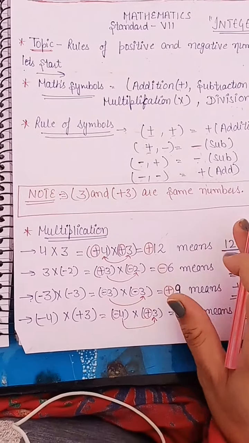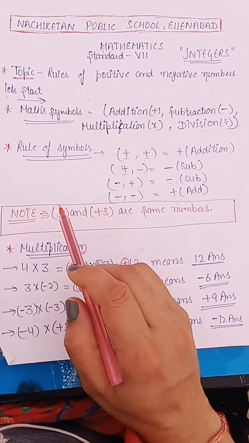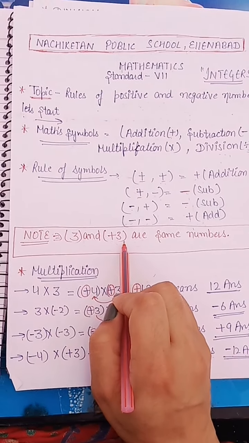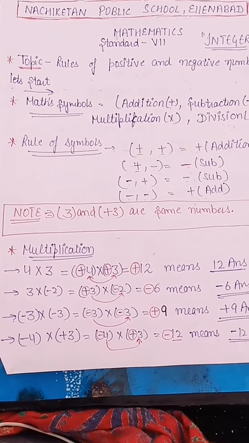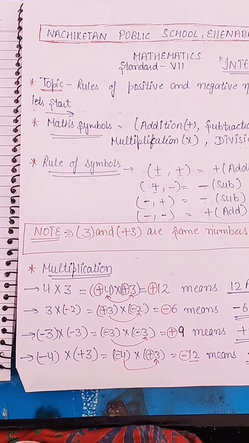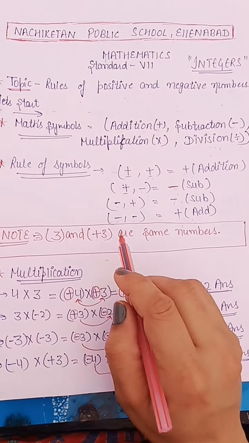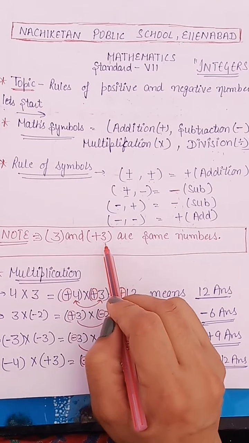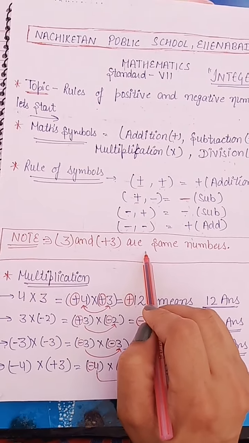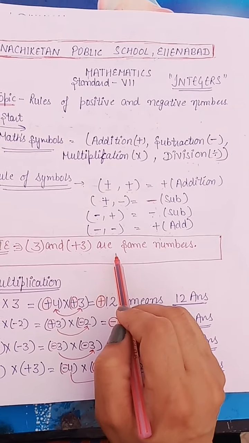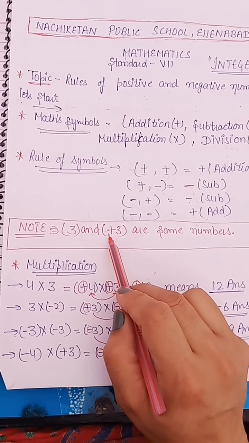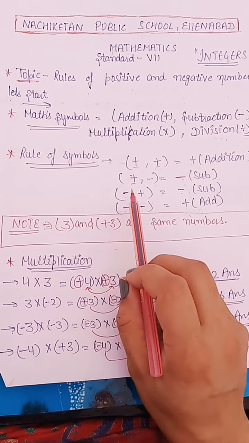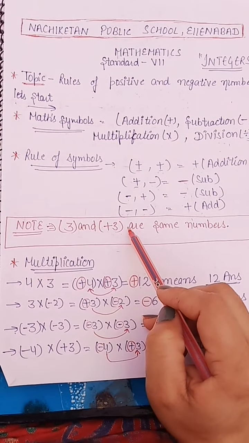Okay, now one thing I want to tell you here, if I am writing here 3 and I am writing here positive 3, which means plus 3, then there is no difference between these two numbers. 3 and positive 3 both are the same numbers. Here is no difference between these two numbers. Clear? Okay, now how we can use these types of the rules?